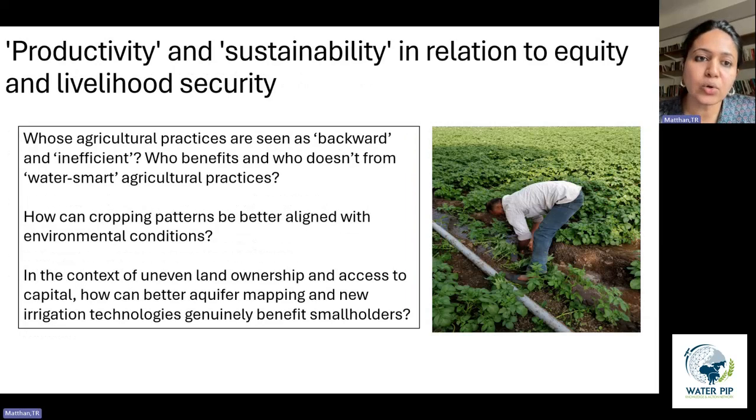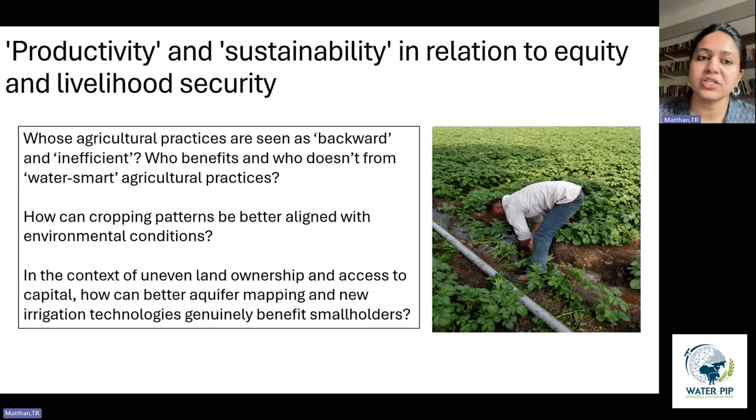So finally, just to conclude, I think it's really important as we're thinking about questions of productivity and sustainability, which are important issues in this region, which has seen immense over-extraction, inefficient water use, and so on, to think about these questions in relation to equity and livelihood security. So when we're thinking about sustainable and productive irrigation technologies, it's important to remember to think about the question of who has access to these kinds of technologies, right?